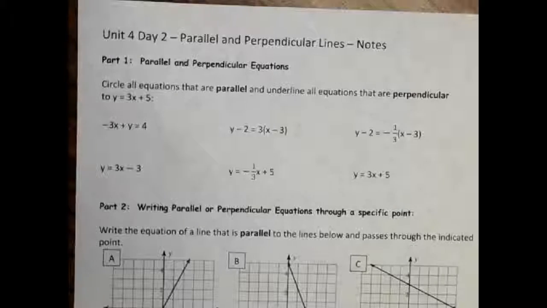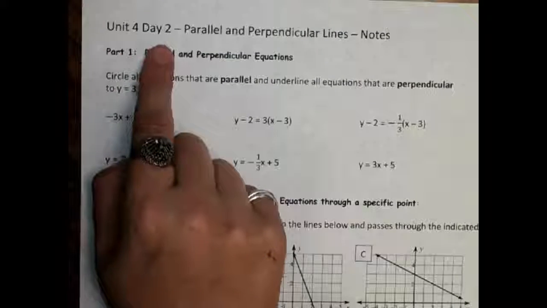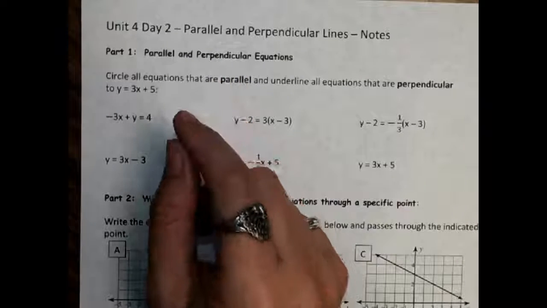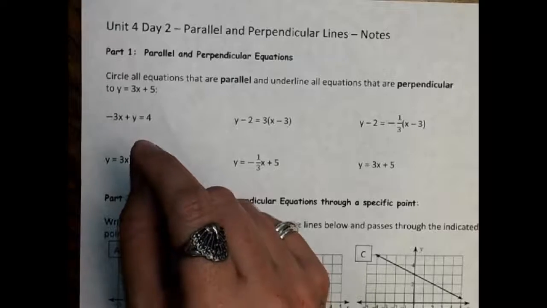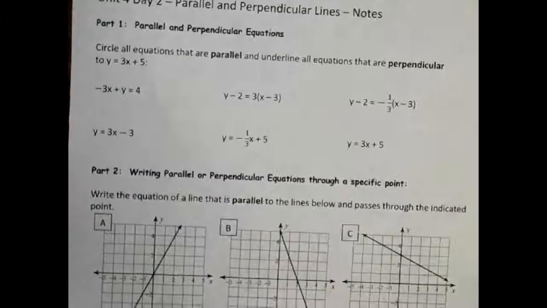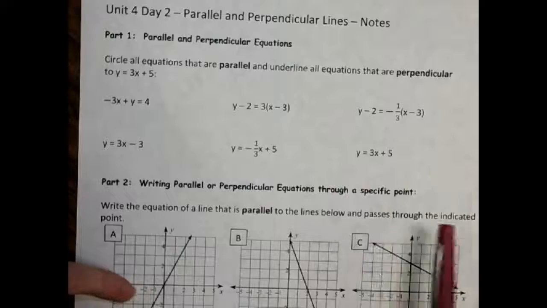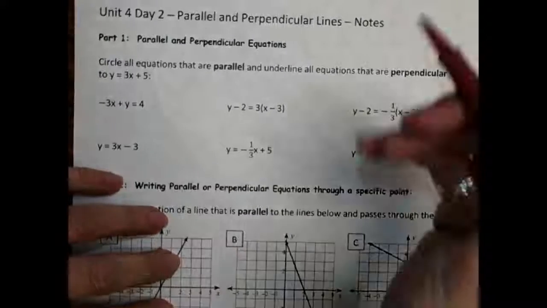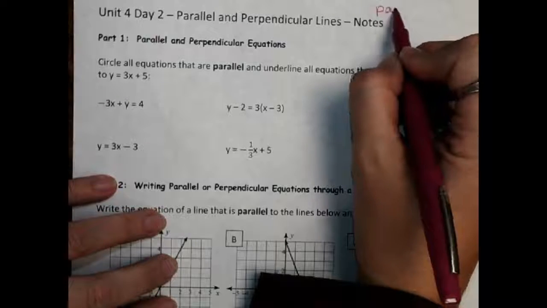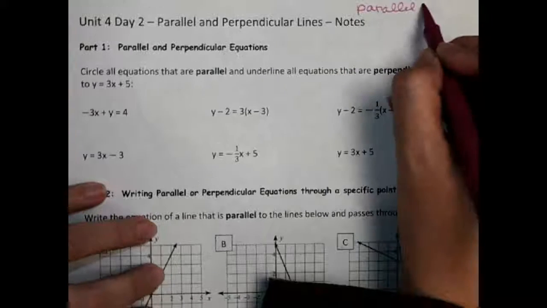Okay, this is Unit 4, Day 2, Parallel and Perpendicular Lines. This is Part 2 of our notes. You really need to go back and watch Part 1 if you haven't watched it yet. So, first of all, we know that parallel lines have the same slope. We talked about that in Part 1. Parallel lines have the same slope.